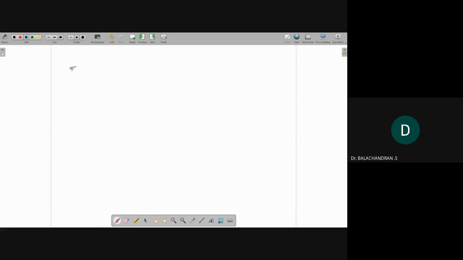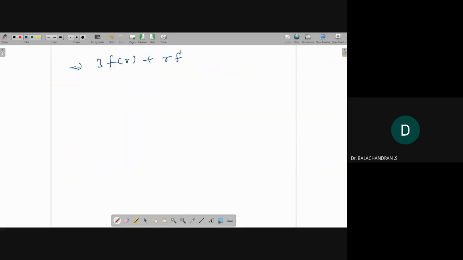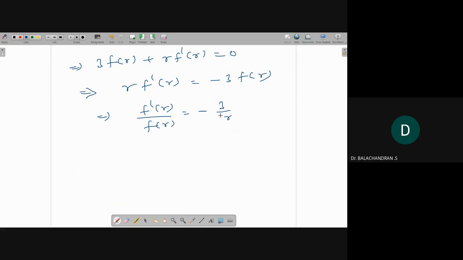Next page I will write 3 into f of r plus r into f dash of r equal to 0. So this implies r into f dash of r equal to minus 3 into f of r, or you can write this as f dash of r by f of r equal to minus 3 by r.